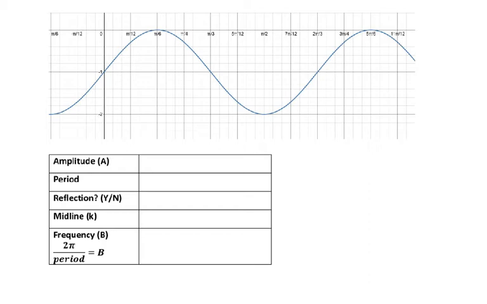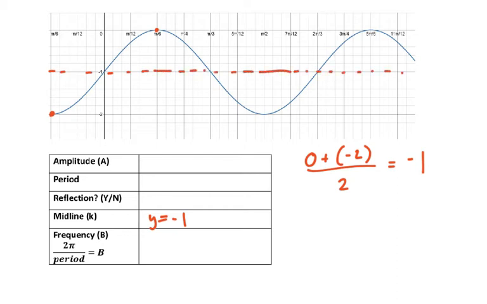If we look at this function, our minimum value is going to be -2, and our maximum value is going to be 0. So to figure out our midline, we are going to add those two values together and divide them by 2, which is going to give us a midline of -1. So that midline is going to be y equals -1. It could be represented by this dotted line right here. This is the horizontal line that splits our curve in half.